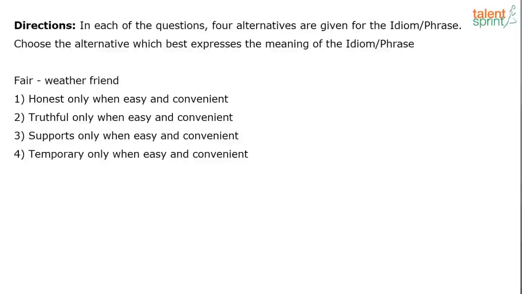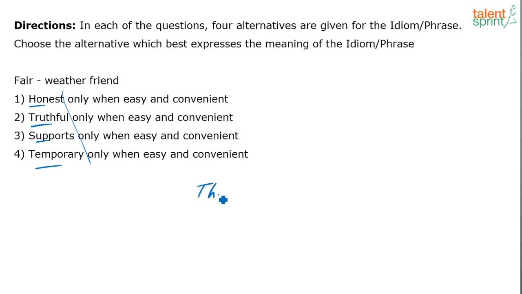Fairweather friend. Options: honest only when easy and convenient, truthful only when easy and convenient, supports only when easy and convenient, temporary only when easy and convenient. So the only difference in the options are the adjectives: honest, truthful, supports, temporary. So who's a Fairweather friend? Basically a friend who cannot be trusted in times of difficulty. That's what a Fairweather friend is.